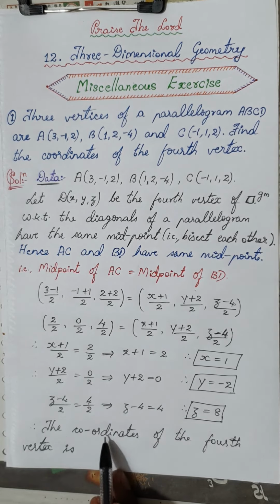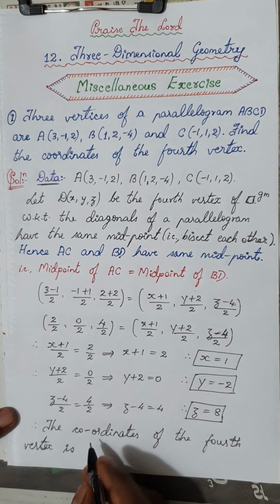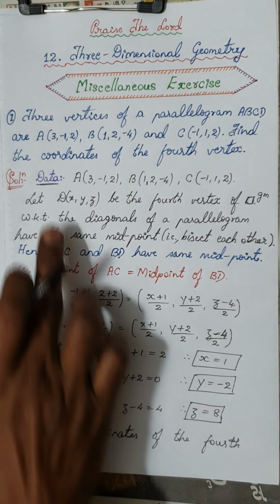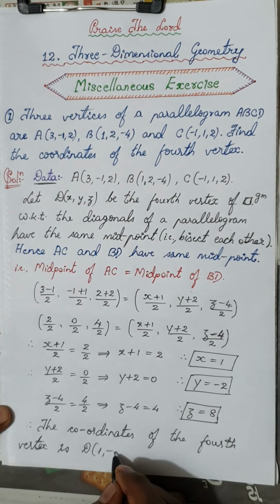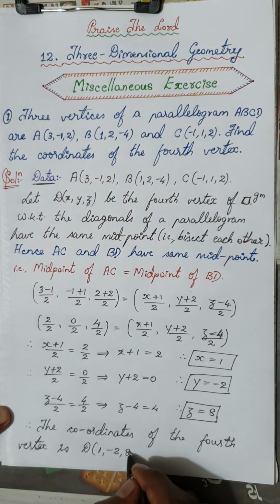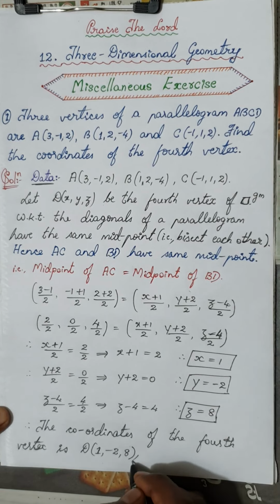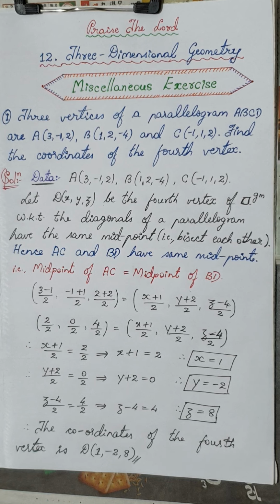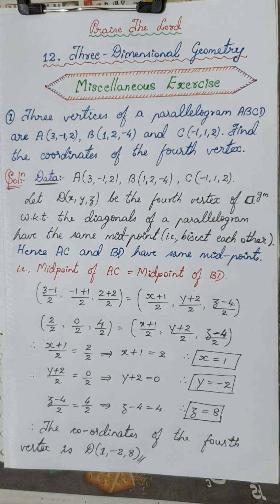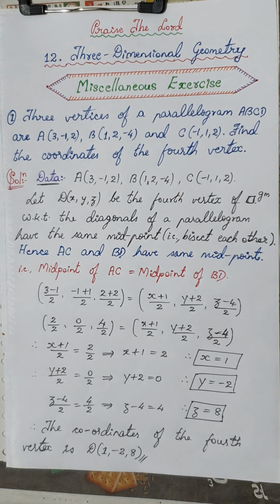Therefore, the final result: the coordinates of the fourth vertex D are x, y, z, which is nothing but 1, -2, 8. Okay, this will be my required result. This will be a minimum 3-mark question. If it is asked in the examination, you can solve this and hence get 3 marks. So that's all we have for the first question.